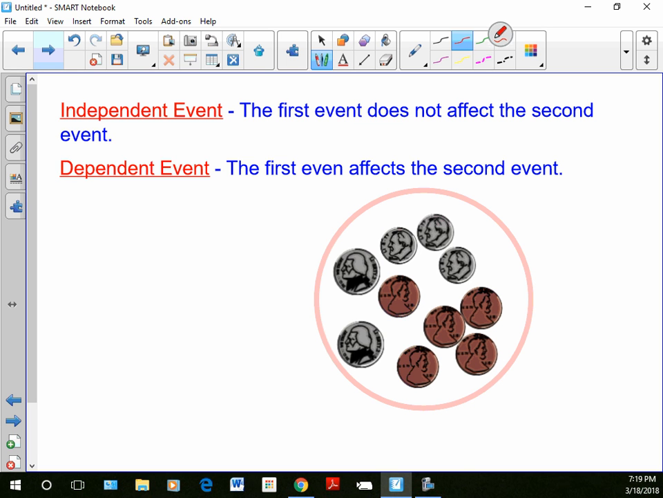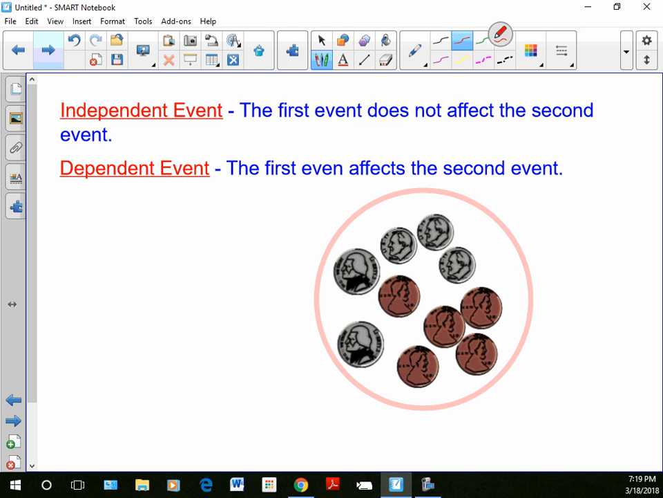We've got a group of coins in a circle. We've got 2 nickels, 3 dimes, 5 pennies. If I asked you to reach in, let's pretend that circle's a bag, and pull out a coin, what is your chance of pulling a dime out? Let's change it. Let's say a penny.